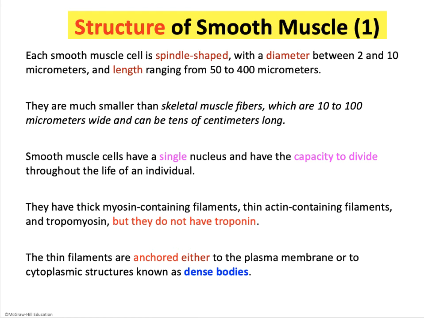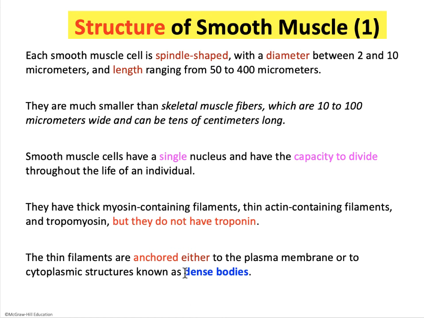The other major differences are that these cells, the smooth muscle cells, are normally spindle-shaped, and they have a typical cell diameter ranging from 2 to 10 micrometers, and their length can be quite exaggerated, up to 400 micrometers. But they're nowhere as long as skeletal muscles. Smooth muscle cells have a single nucleus, and they also have a continued capacity to divide throughout their lives, depending on the needs of that local tissue.